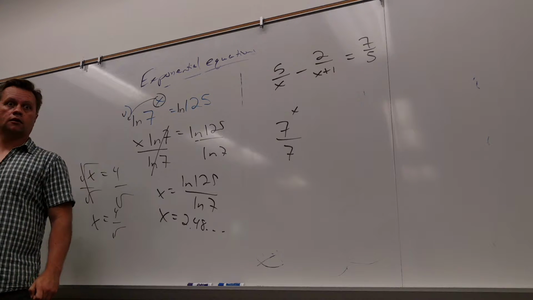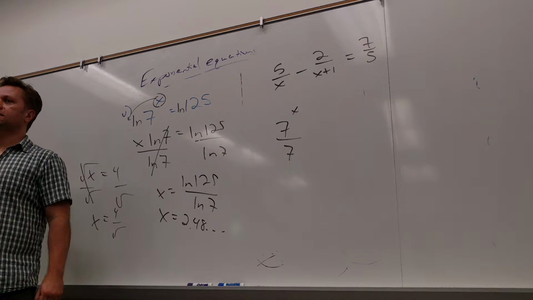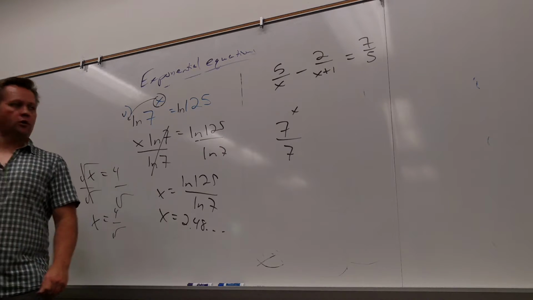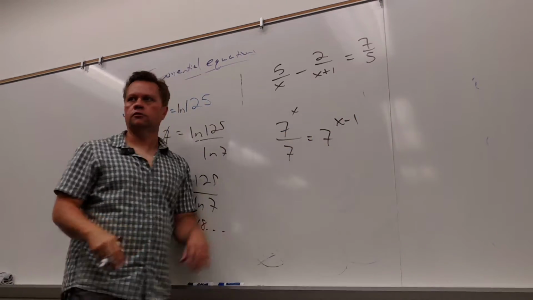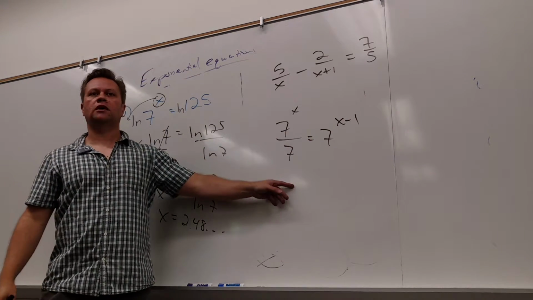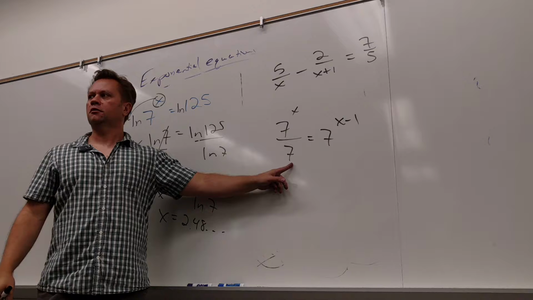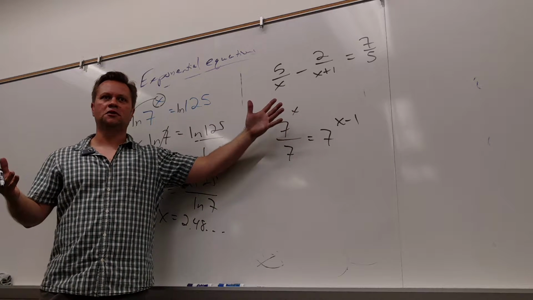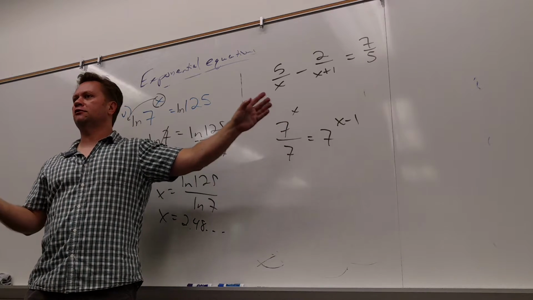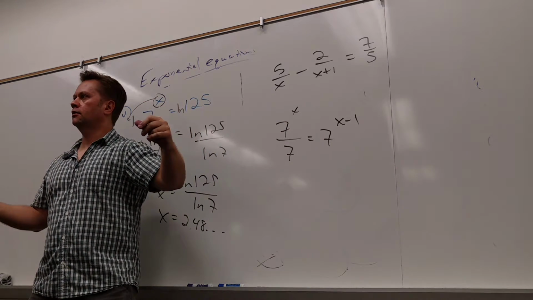7x minus 1. Yes. Math doesn't care what's there. What do I do when I divide like bases? Subtract the powers. Why don't the 7s cancel? Because how many 7s are on the bottom? How many 7s are on the top? Possibly a billion. So 1 7 can't cancel a billion other 7s, right?